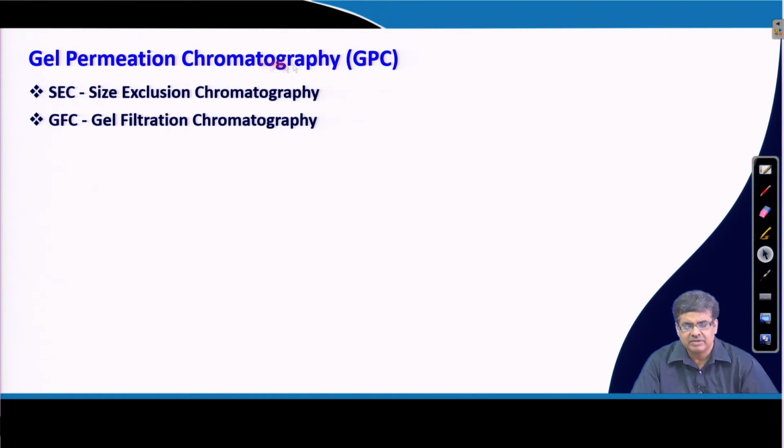Gel permeation chromatography is also known as SEC, size exclusion chromatography, and GFC, gel filtration chromatography. This GFC term is very frequently used for protein characterization in a biophysical or biochemistry laboratory.